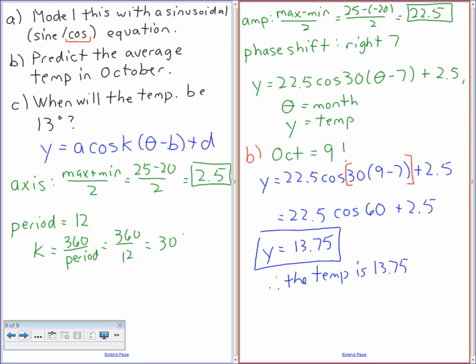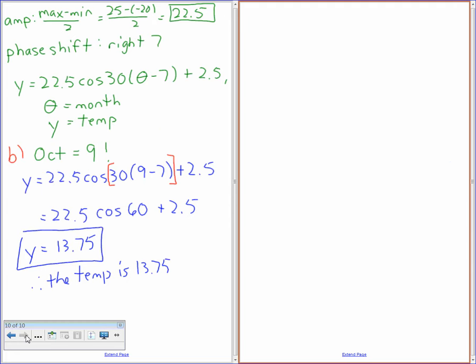All right, finally to finish off, it says, when is the temperature 13? It's going to be close to October, it looks like. So for part C, we're just going to solve this equation. Now, before I go any further on this, how many solutions should I have? One? No, 2. Why will there be 2 solutions?